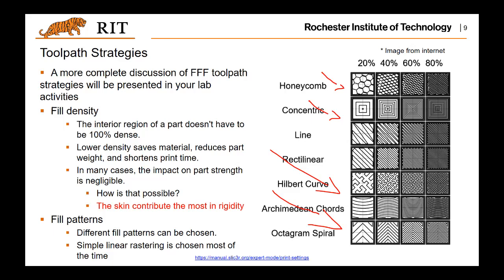Here it shows the percentage, right? That's 20%, 40%, 60%, or 80% of the material. And this axis shows different patterns. These are the parameters you could play with when you work with the Prusa 3D printers. But again, it doesn't make too much change, even if you choose different percentages and different patterns. All right. And usually the simple linear rastering is the most chosen one for the infill patterns.